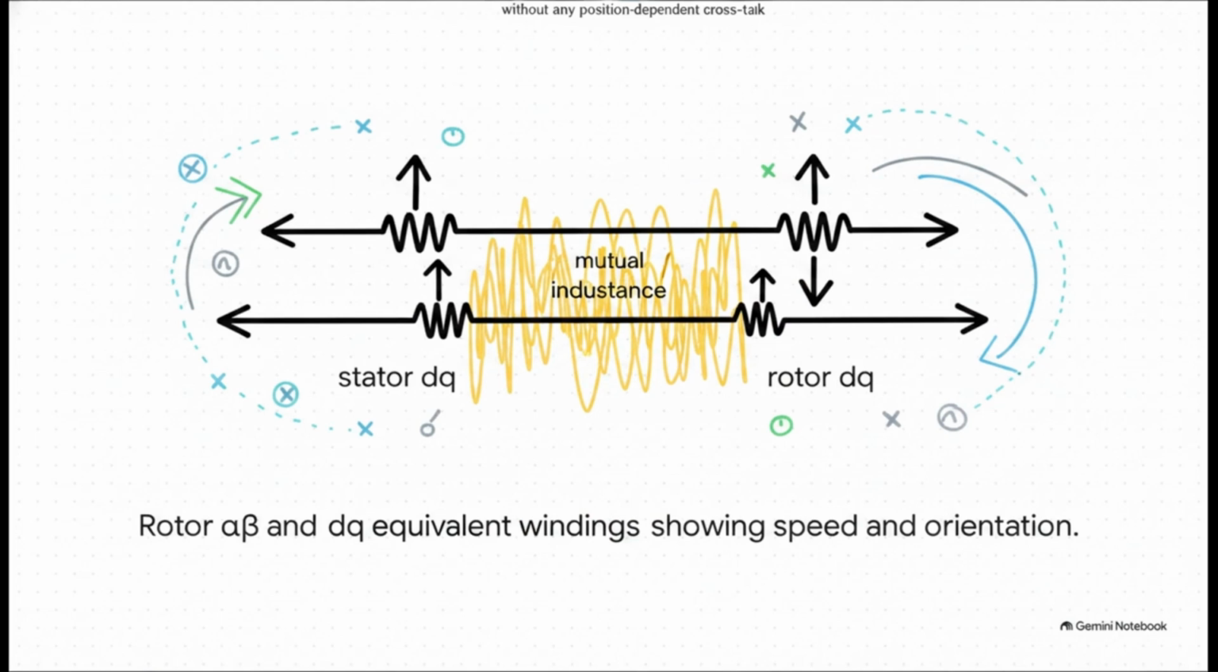Furthermore, by intentionally aligning our virtual stator and rotor DQ windings on the very same axes, something incredible happens. Because of this clever alignment, the mutual inductance between the stator's D-axis winding and the rotor's D-axis winding is exactly the magnetizing inductance, Lm. This beautifully and directly links our primary fluxes without any of that position-dependent crosstalk ruining our calculations. It's a real game changer.